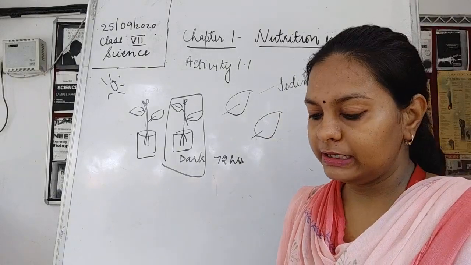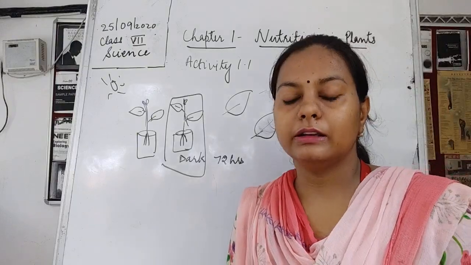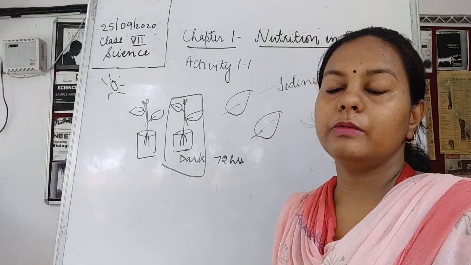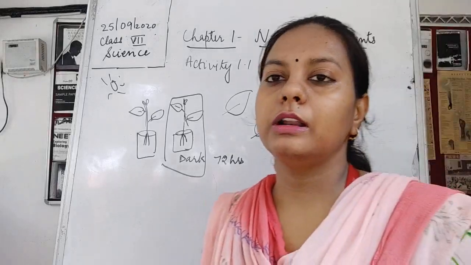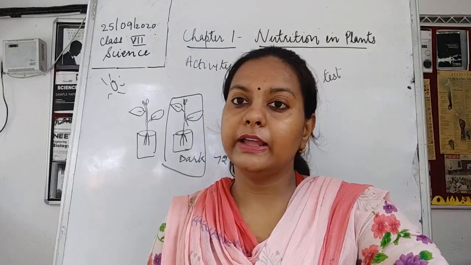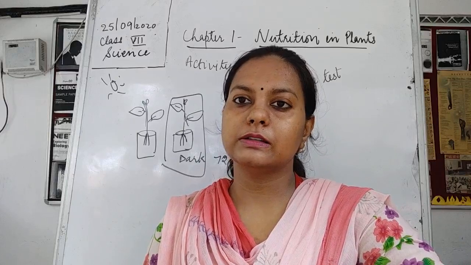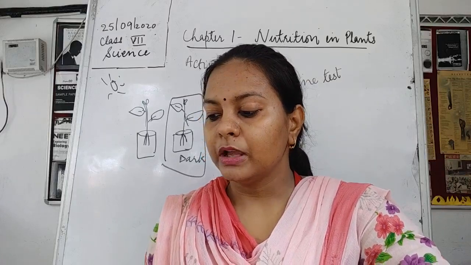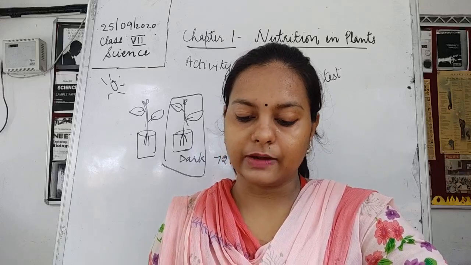So what does this iodine test say? You are going to boil this leaf, so all the chlorophyll is dissolved, and after that you put it in alcohol. Before it is treated with alcohol, it is boiled, and then iodine solution is added to it. Then you have to record the result. What result you will get, I will discuss after a few minutes.